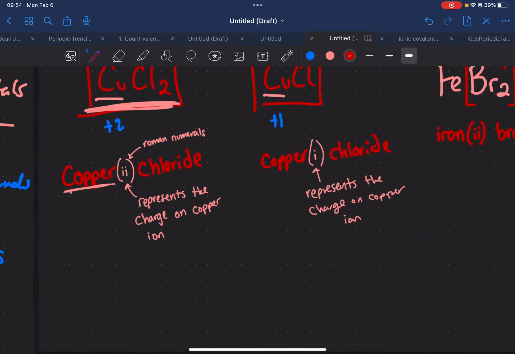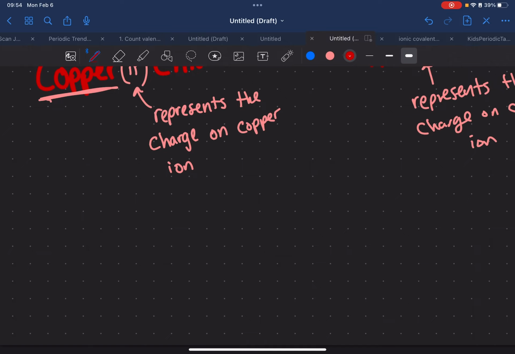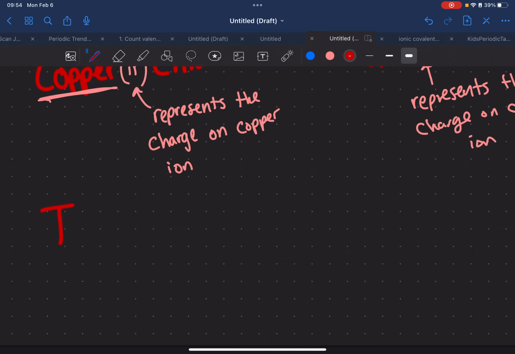Why don't we try one where we have multiple metal ions? That'd be better. Okay, let's try, this is a good one, Ti2S. Try that one.